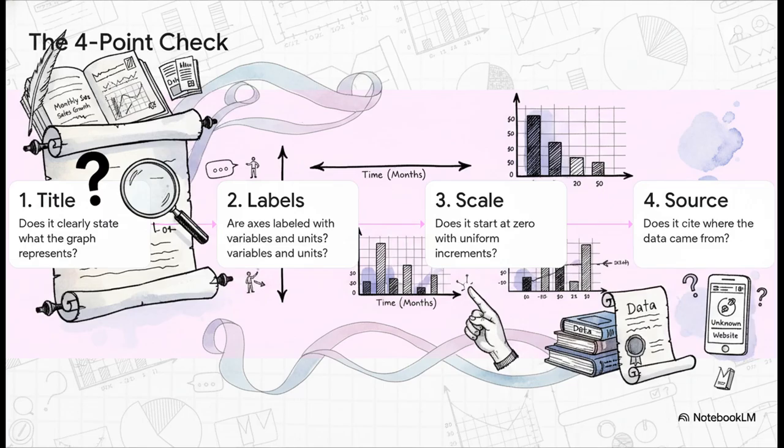Does that vertical axis start at 0? Are the numbers going up in a steady, even way? And finally, number 4, check the source. Where did this data even come from? Is it a source you can trust, or did it just appear out of nowhere?